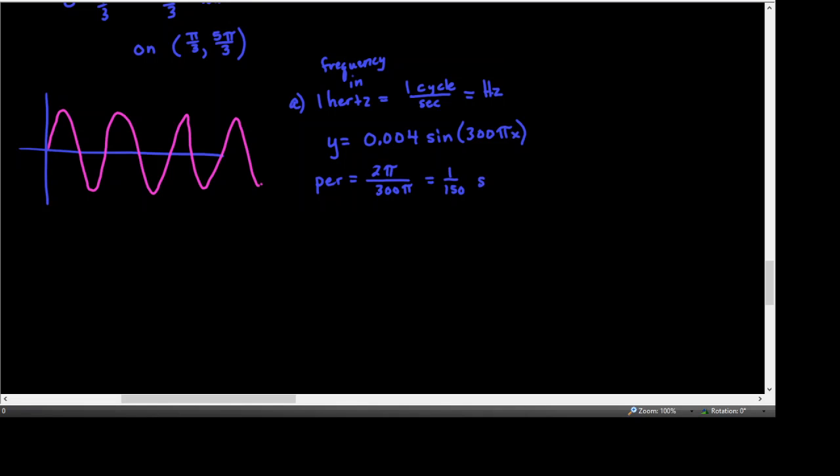And that's in seconds. So that means that we're getting one cycle, one period, one cycle of the same thing, every 1 over 150 seconds. So what's the frequency in hertz? Well, that's how many cycles we get per second. So we're getting one cycle for every 1/150th of a second. So this is the frequency that we're getting here.